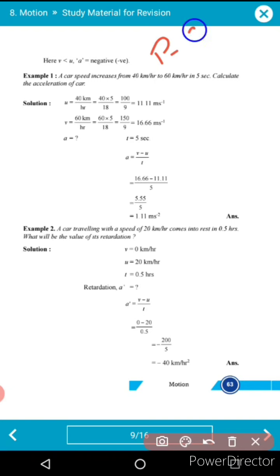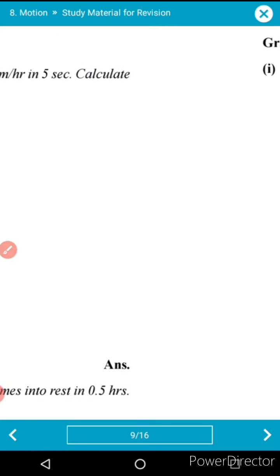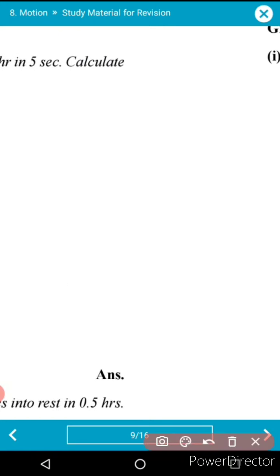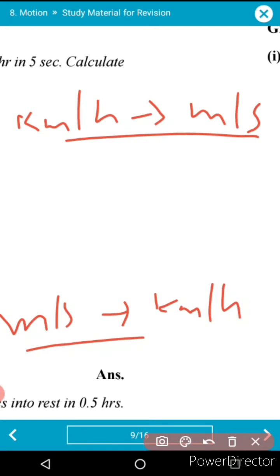Today we are going to deal with a concept, because in the previous part, part number 3, we learned about the concept of acceleration and deceleration. Now we will discuss how to solve numericals related to acceleration and deceleration. But first of all you have to learn how to convert kilometer per hour into meter per second and meter per second into kilometer per hour. For both cases you require a multiplication factor, which is 5 by 18, or 18 by 5.